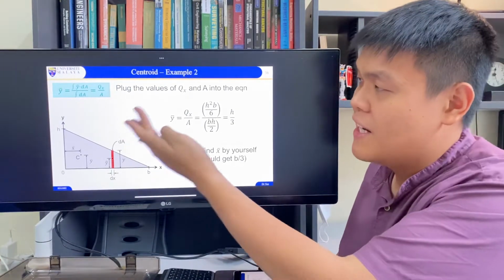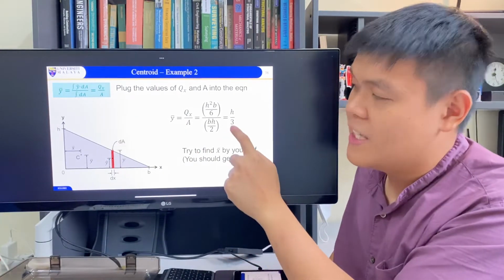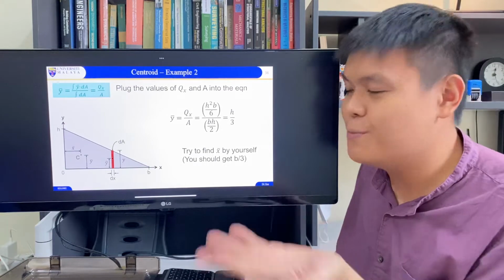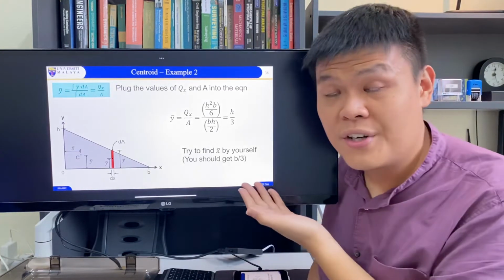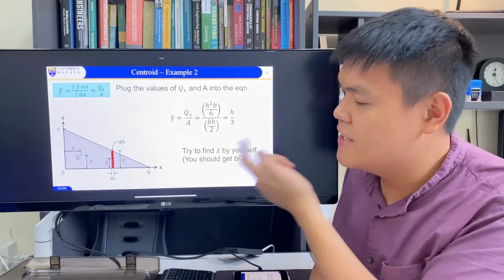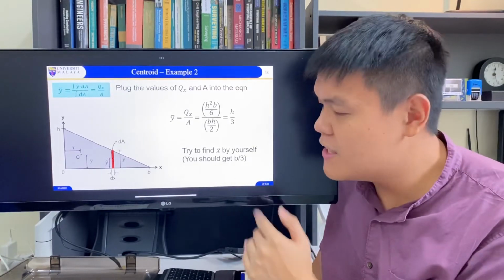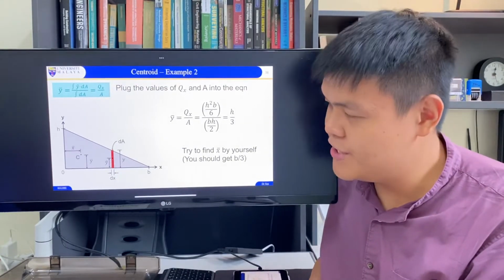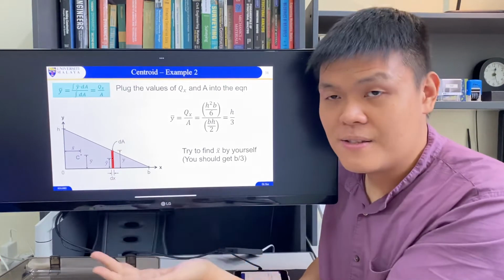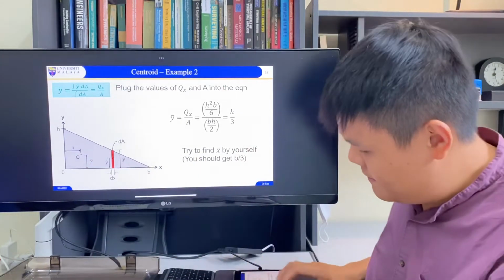Then just plug values into this equation. You get h over 3. So that's y bar. Now I would encourage you to try to find x bar by yourself, and the answer should be b over 3. You can use the same bar like this, or you can make a new bar as well.